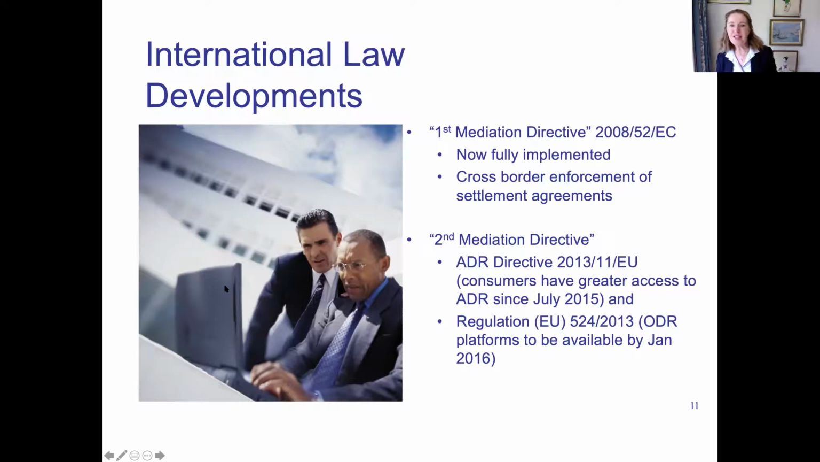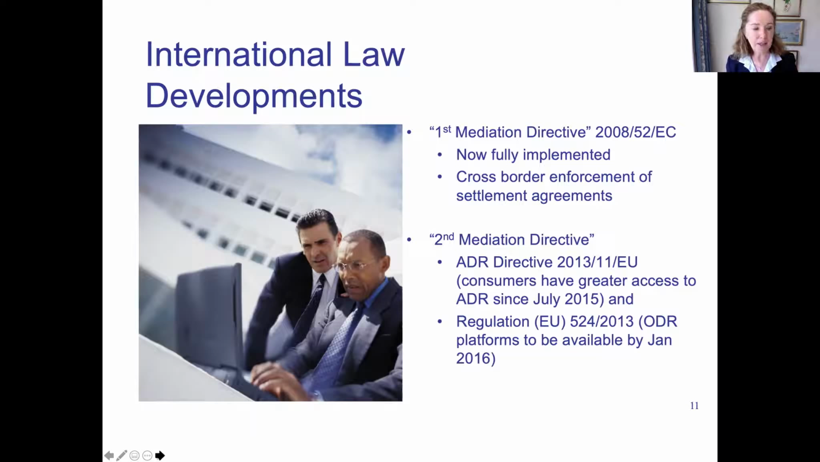And then there was the second mediation directive, which dealt largely with consumers. There's a whole piece around consumers who are unfairly treated in estate agents, travel industry, a number of others, that there should be a very quick method for online dispute resolution.